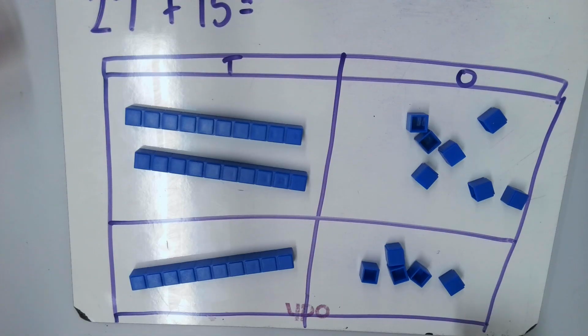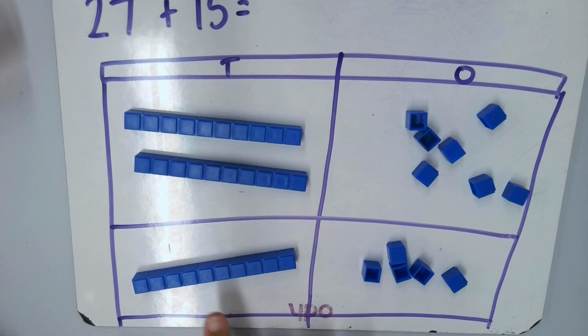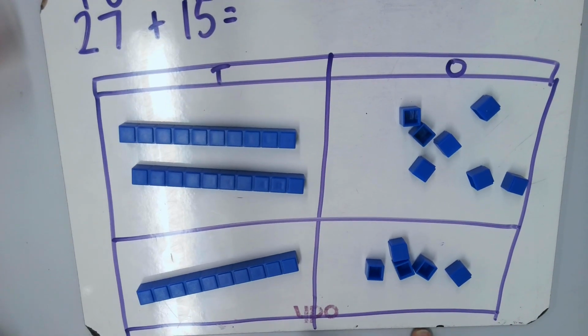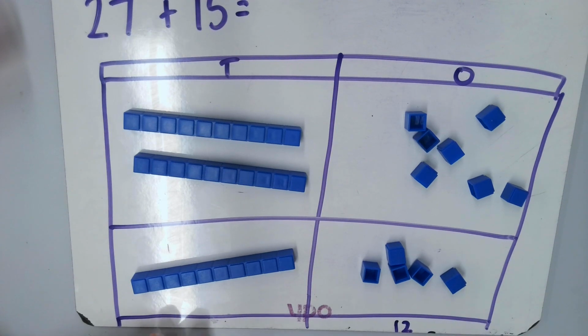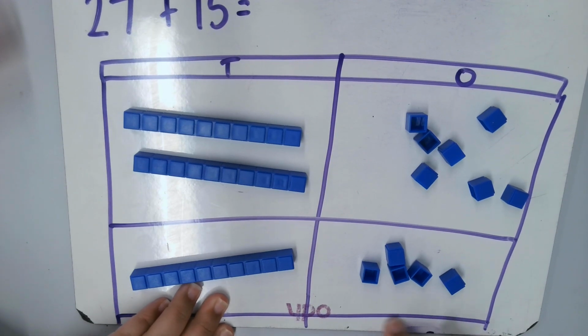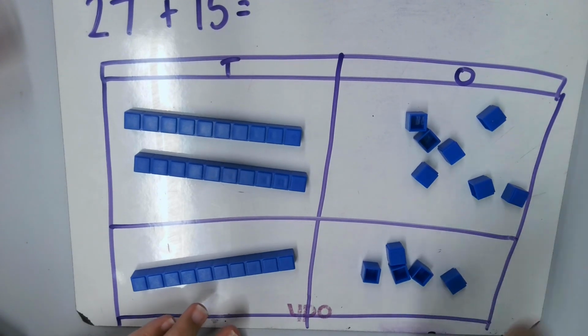Ooh, that's 12. But actually, in column addition, we can only have one digit in each column. So here, I can't have a 12. That's 2 digits. I can't have that in my ones column. So I actually need to do something.